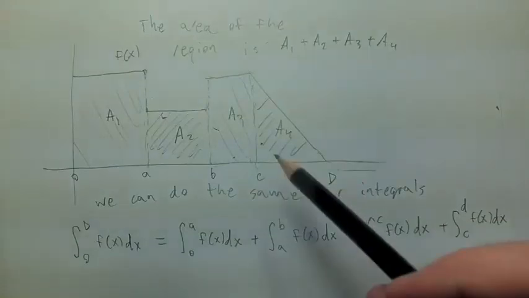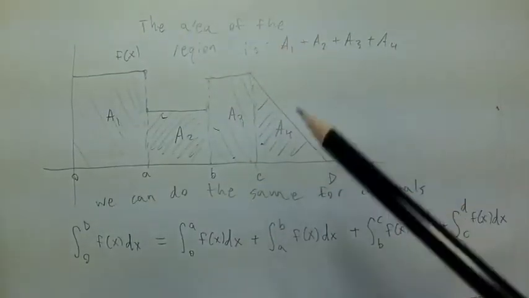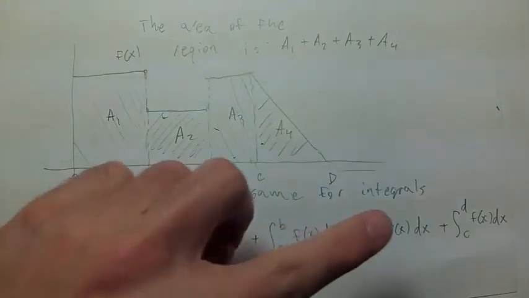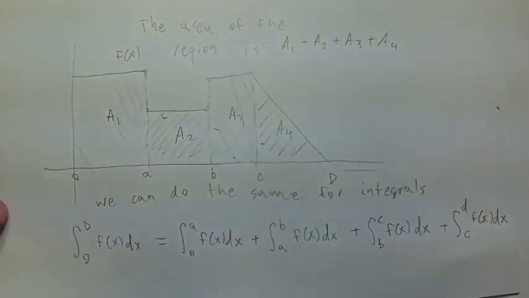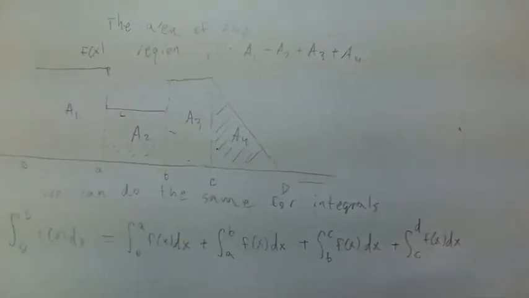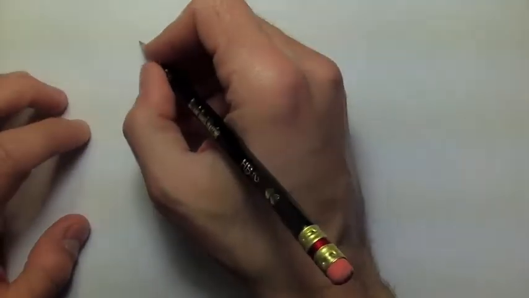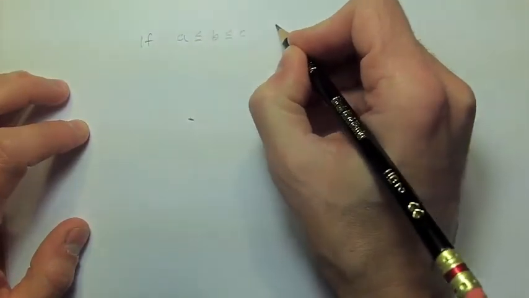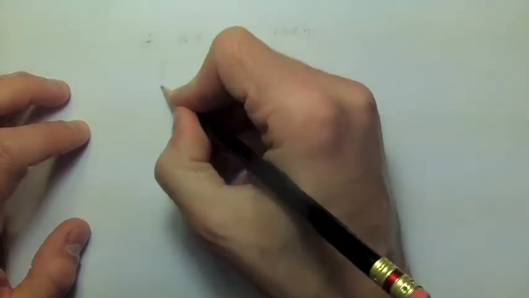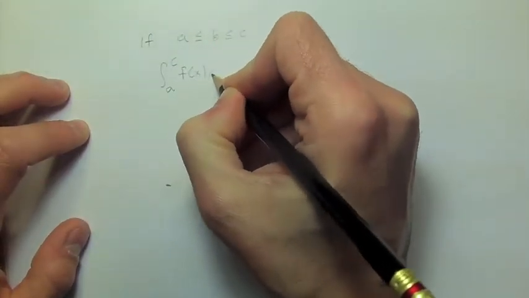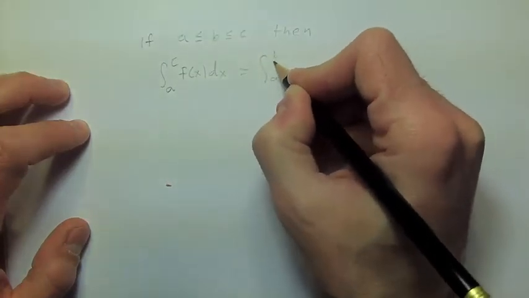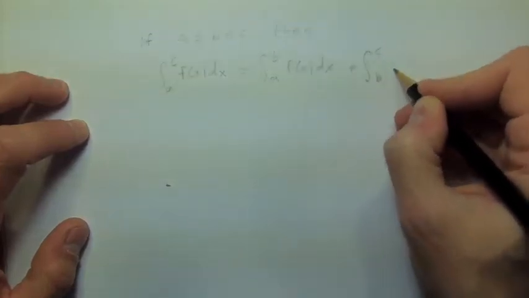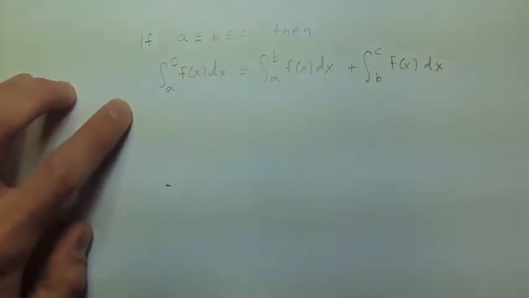Now, I didn't put numbers in here, but you could calculate these by hand if you were given numbers, just easy areas of rectangles and triangles. But this is basically the rule that the book gives you. It will say, if A is less than or equal to B is less than or equal to C, then the integral from A to C of f of x dx is equal to the integral from A to B of f of x dx plus the integral from B to C of f of x dx.